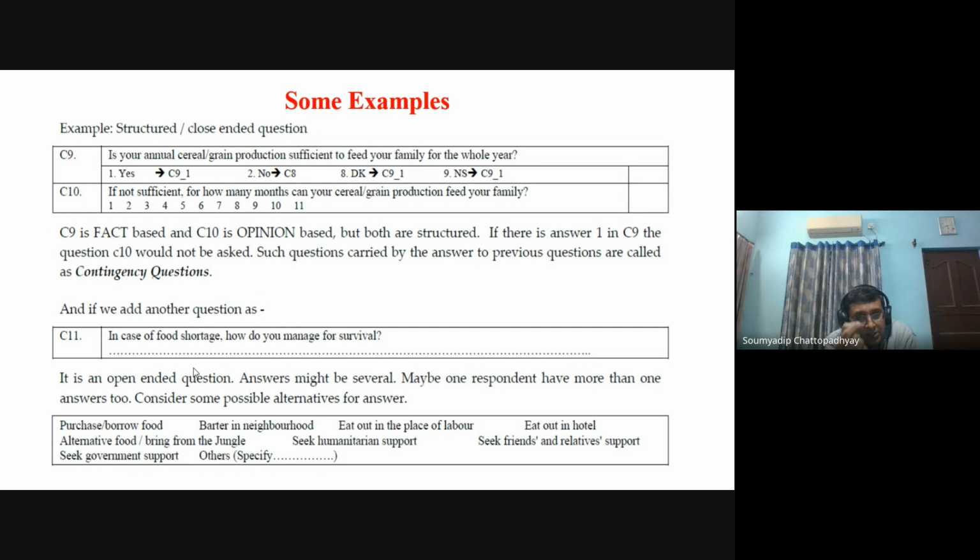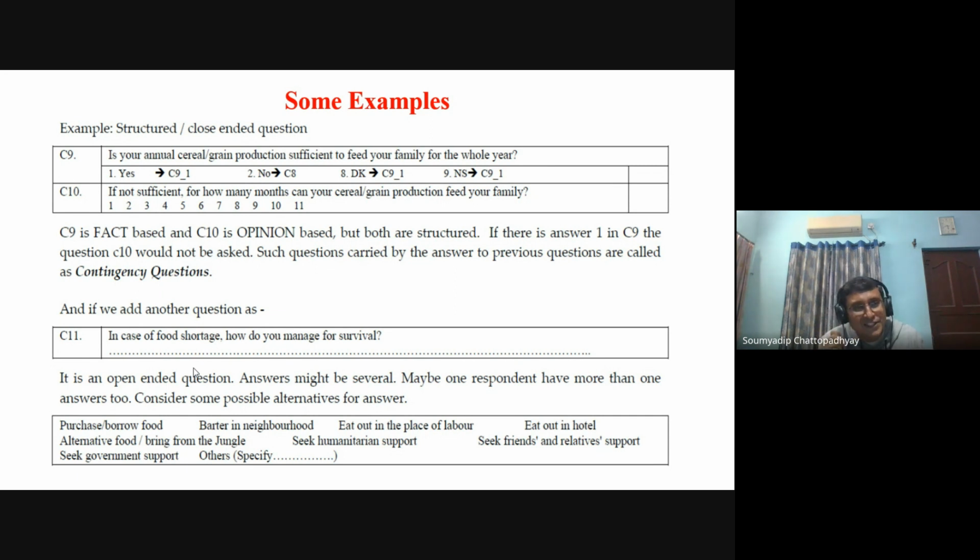Now just look at the contingency question, which is numbered here as C10. The question is as follows: if not sufficient, that means if the answer to question number C9 is option 2, code 2, then for how many months can your cereal or grain production feed your family? Now this is basically kind of opinion based. Here also we are prompting the respondents to give responses only within these 11 codes.